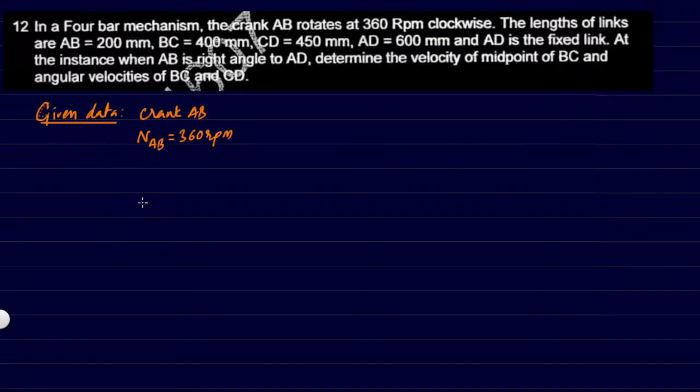Then the link lengths have been given. AB length has been given as 200 mm. BC length has been given as 400 mm. CD length has been given as 450 mm, and the AD length has been given as 600 mm. Now AD is the fixed link. Let's fix this. Yeah, AD is the fixed one.